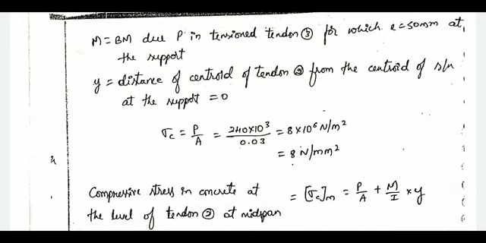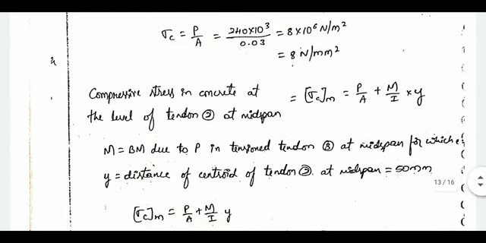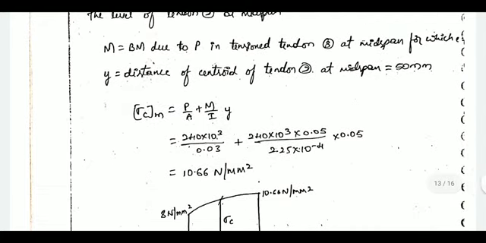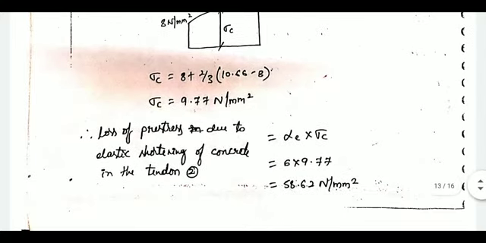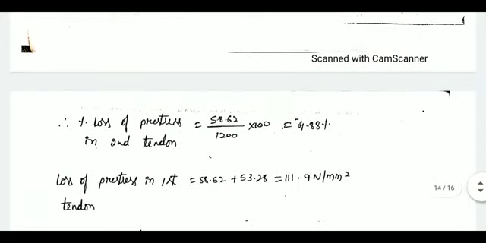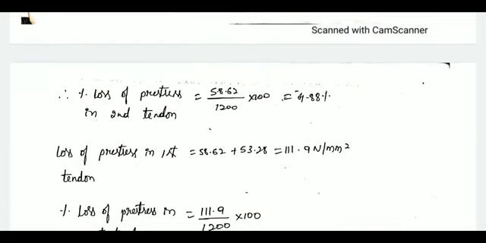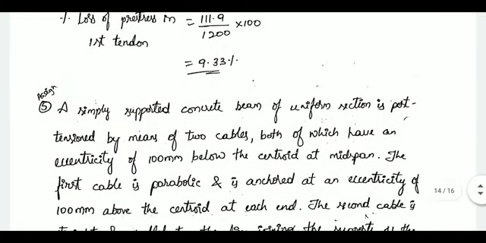So E will be 50 mm and Y will be 0 for the second tendon. Substitute the values, we will get sigma C at support. At midspan both will have the same eccentricity. So you have sigma C at midspan. Calculate the average stress, then the loss of prestress. Then you need to add all the things: loss in first tendon, loss in second tendon, and all the tendons you need to find out. Let's move on to the next problem.